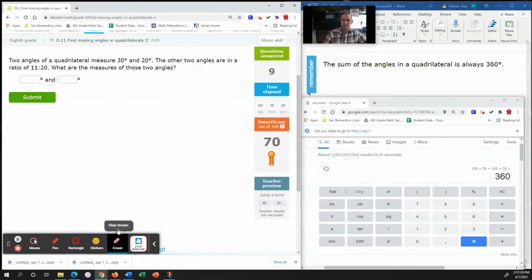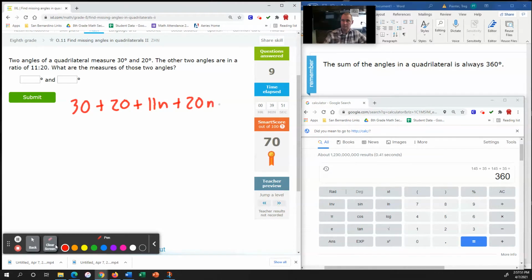Clear screen, clear screen. Back to our quadrilateral ratios. That one, we just do it. That's the way it is. Okay, so we got 30 degrees plus 20 degrees plus 11 times something plus 20 times something gives you 360 degrees.